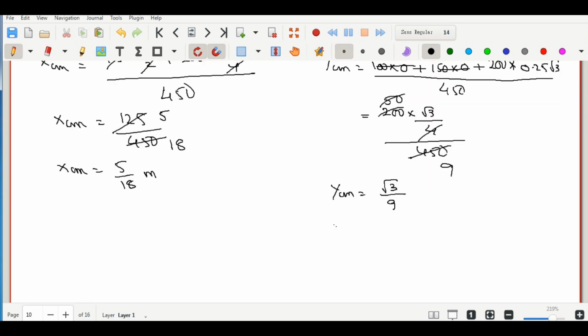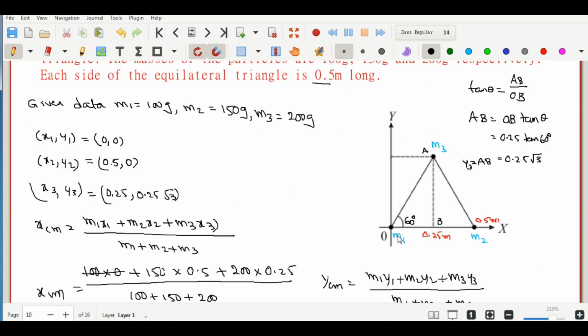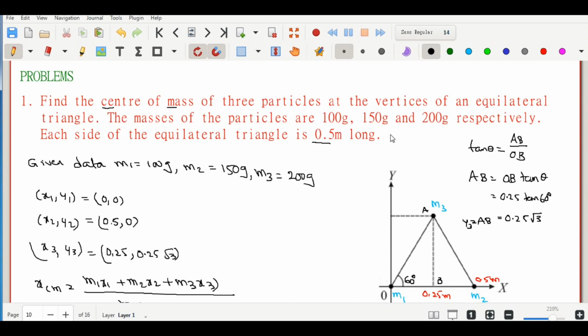This can be written as ycm is equal to root 3 by 3 into 3, that is equal to root 3 by 3 into 3. This 3 can be written as root 3 into root 3. So 1 root 3 remains and this root 3 gets cancelled. The final result is ycm is equal to 1 by 3 root 3 meters. This is the answer. So this question carries around 4 marks. So practice this very important question.